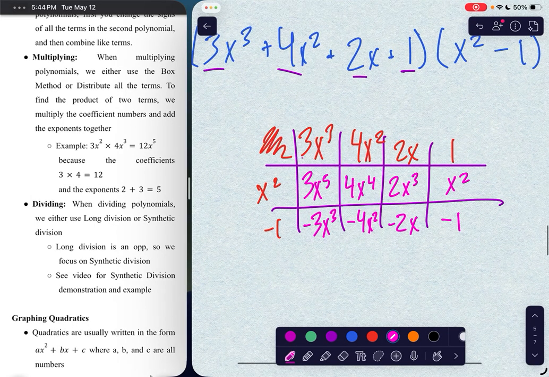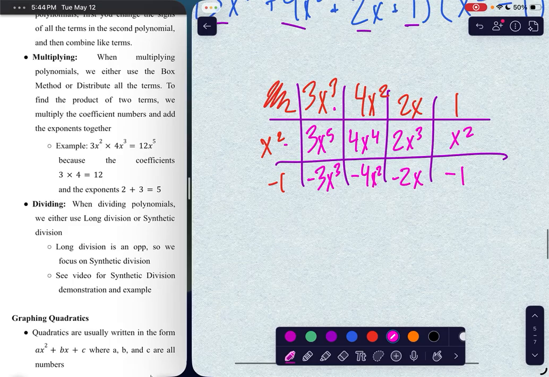So we multiply each of these intersections, right? These connect here, so we multiply that. These connect here, so we multiply that, right? That's how we're getting these numbers in the boxes. And then again, we combine our like terms and put it into standard form. So let's see.